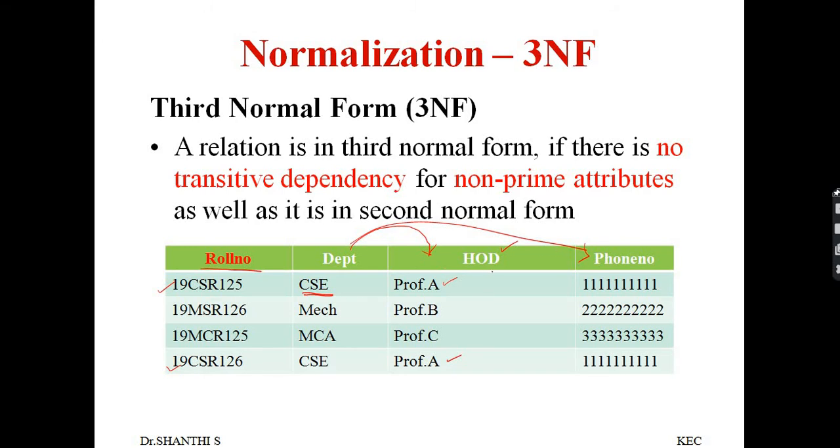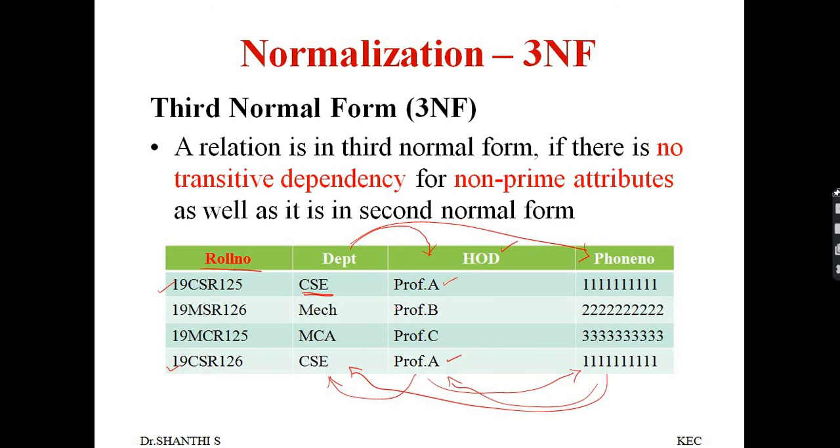There is a transitive dependency in the non-prime attributes. Even the HOD will determine the department and the phone number. Even the phone number will determine the remaining things. Here there is a transitive dependency between these non-prime attributes. So the relation is not in the third normal form.